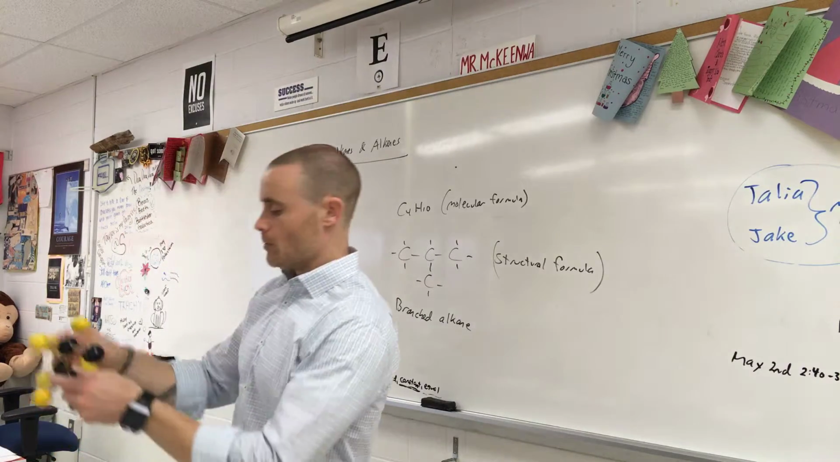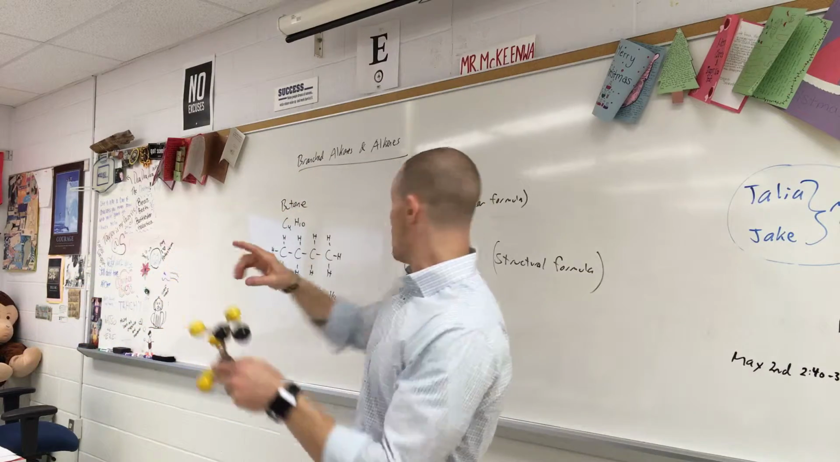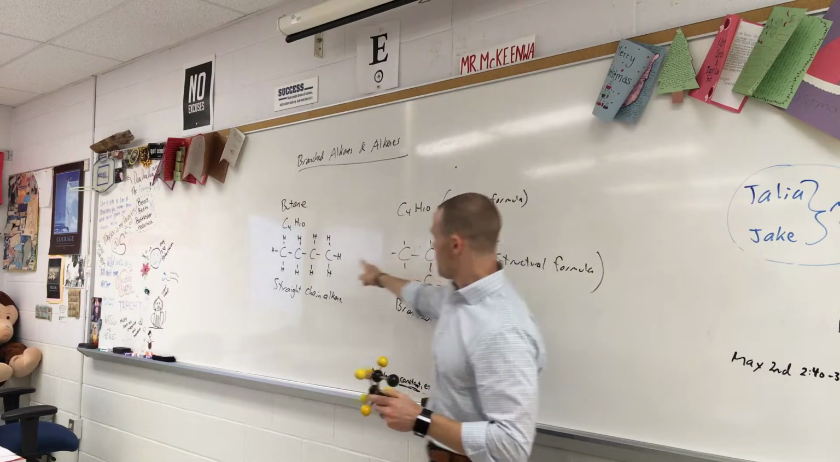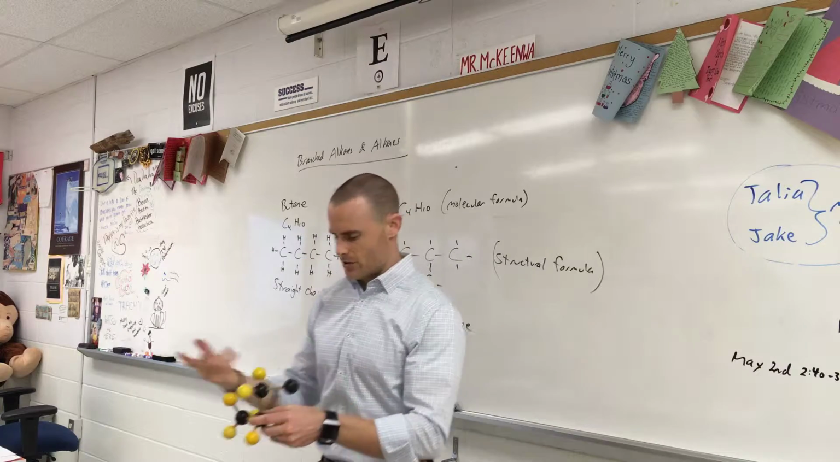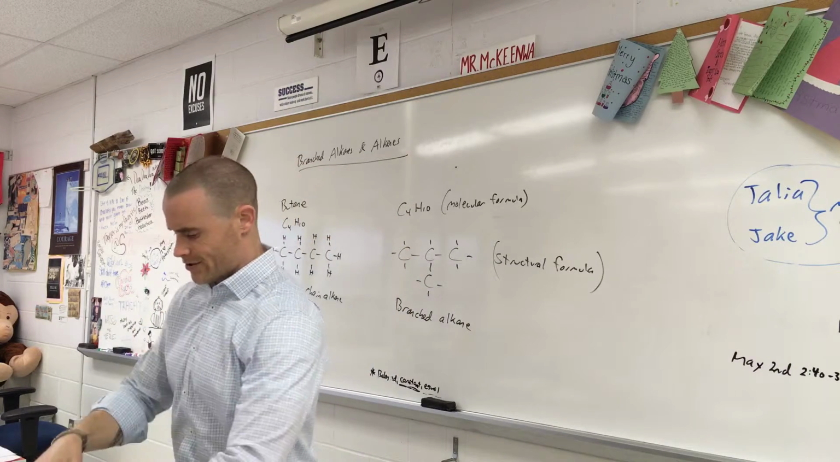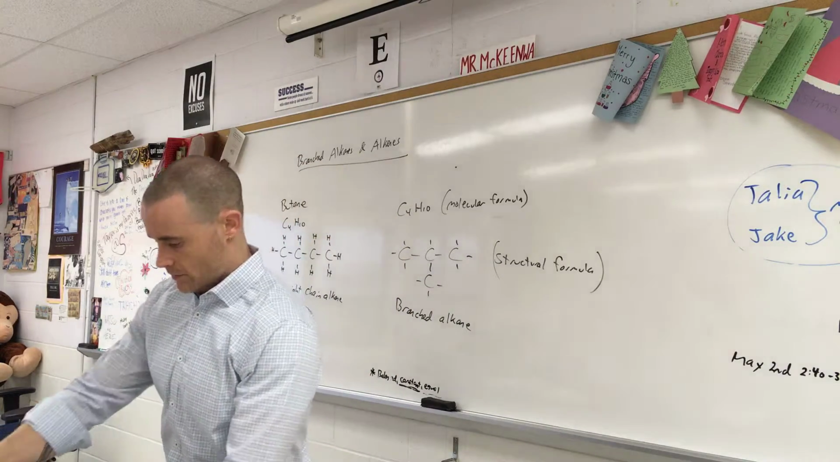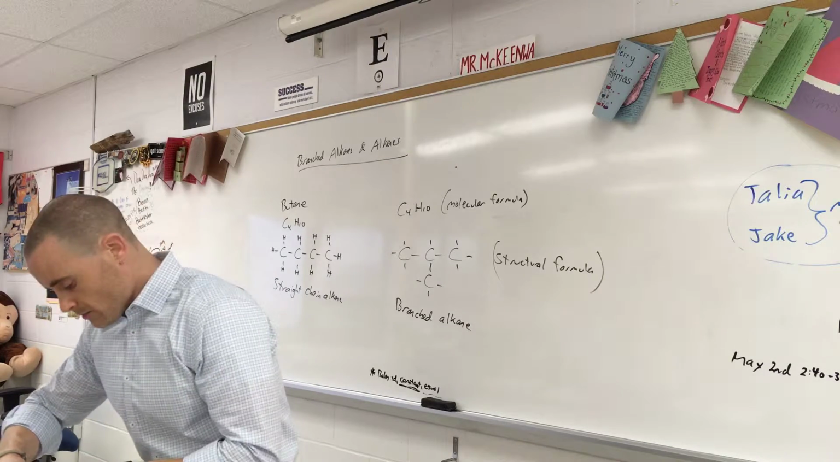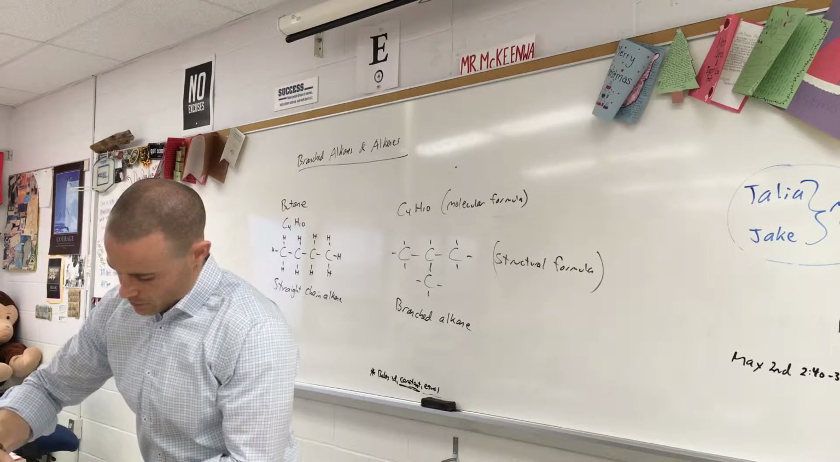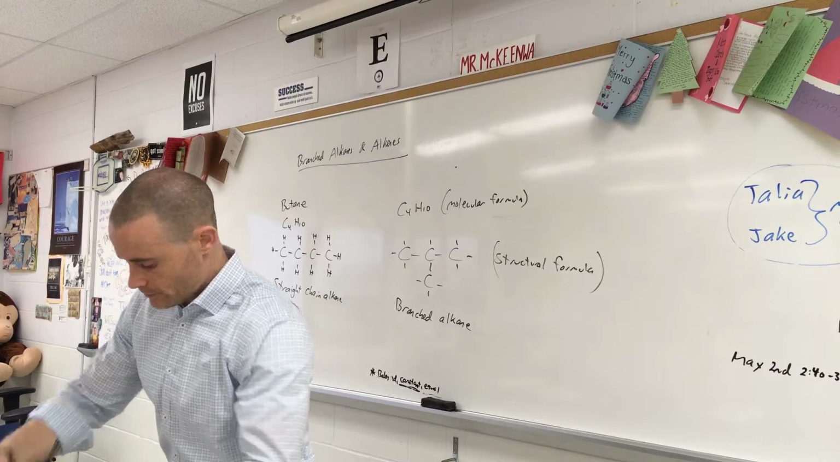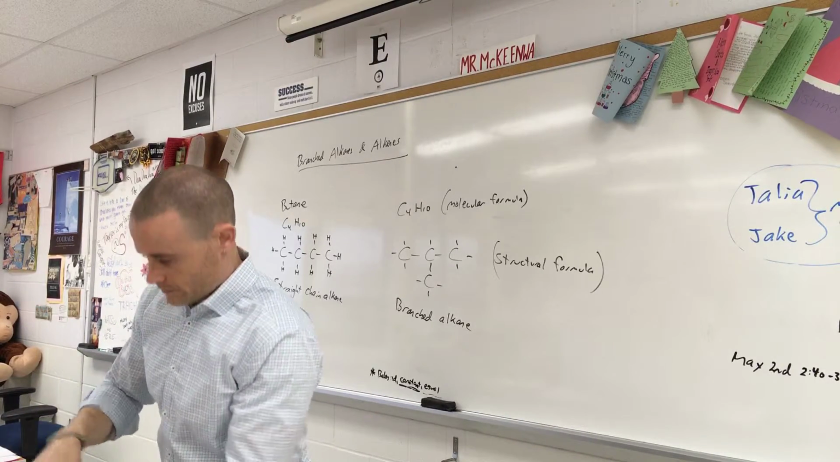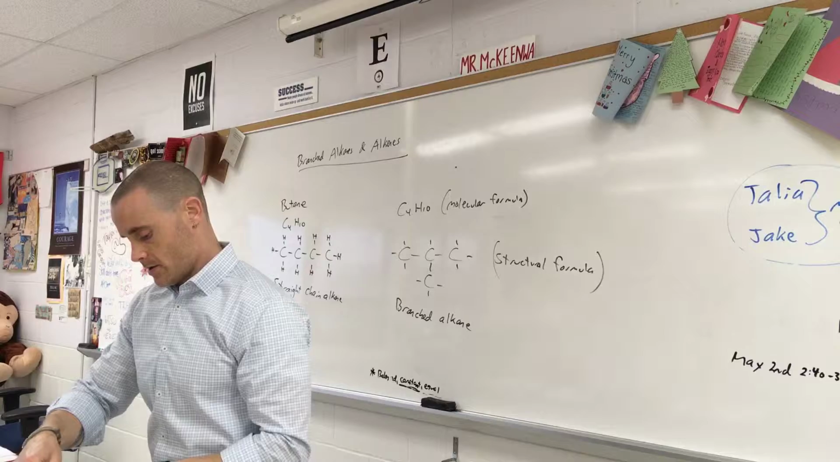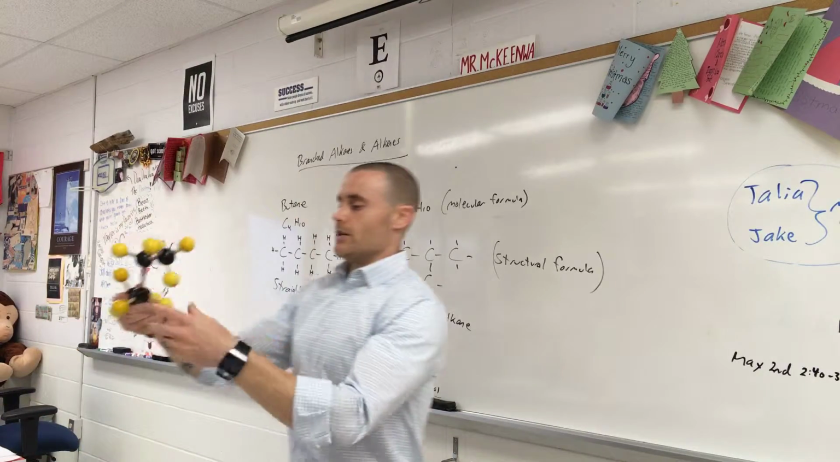Typically, when we put these together, we put the big sticks between the carbons, so that's these bonds here, and then little ones with the C's and the H's. It makes it look better. It's easier to see what's going on. So hang with me for a second. Okay. So this is butane.